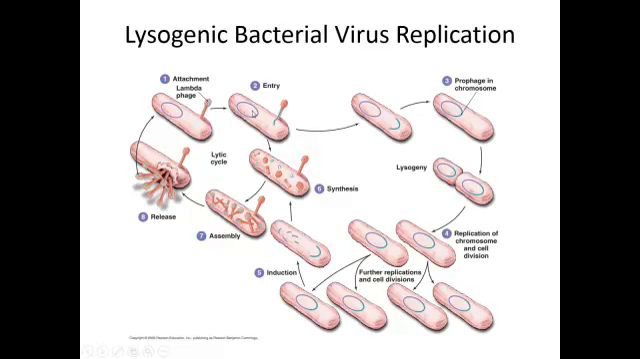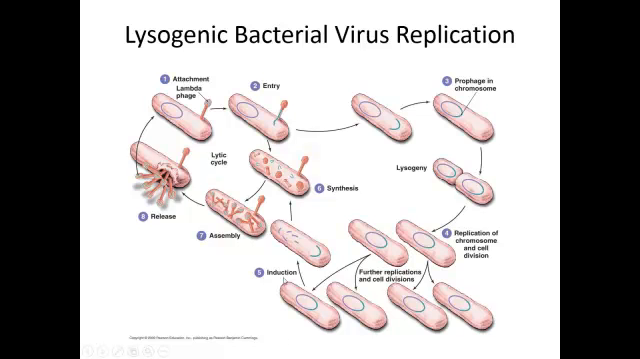But what often happens is, once it injects its genome into the cell, that genome is incorporated into the bacterial chromosome, and we call that a prophage. And it just kind of hangs out. Whenever the cell divides, the prophage is replicated right along with the bacterial chromosome. And so we get more and more cells that have this prophage. So the prophage is being replicated without killing the host cells.